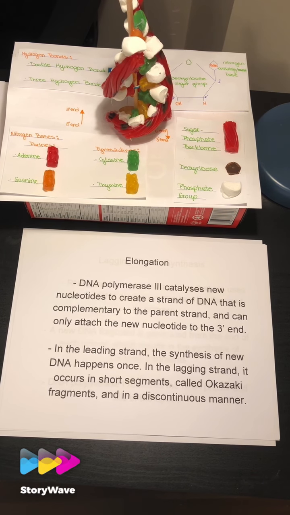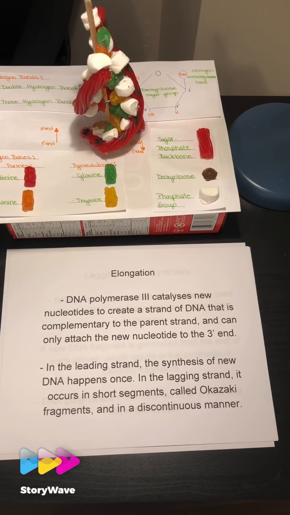DNA polymerase 3 only attaches new nucleotides to the free 3-hydroxyl end, and it only synthesizes a new strand from a parent strand in the 5 to 3 direction towards the replication fork. So when the double-stranded DNA is separated, there would be two types of strands, the leading strand and the lagging strand. For the leading strand, the synthesis of the new DNA happens once and only once.